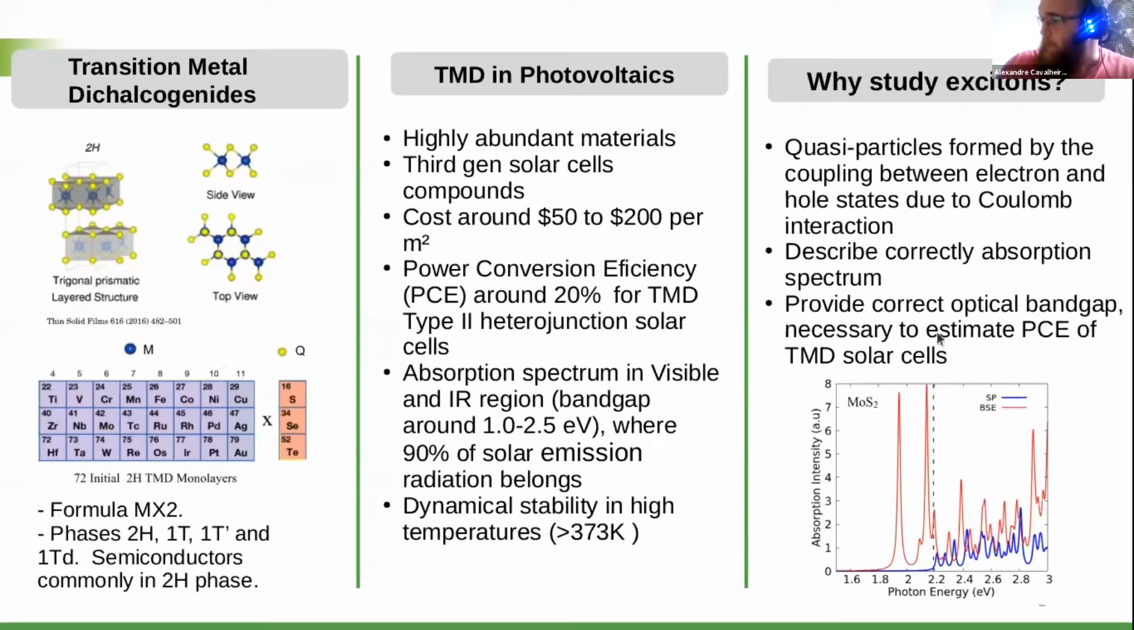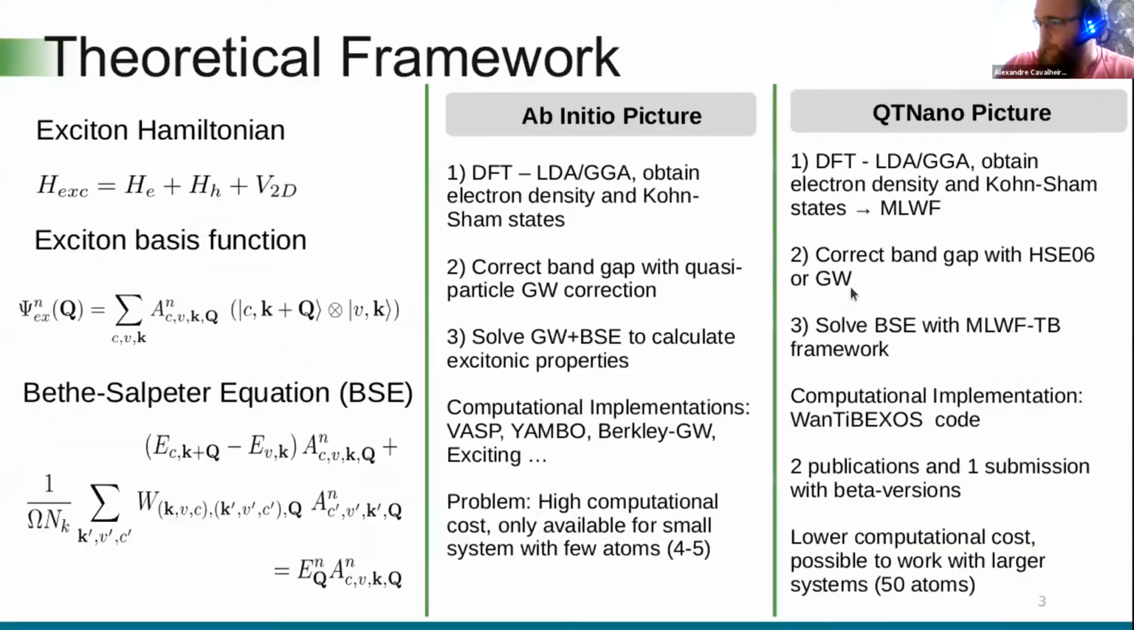This can be seen in this figure, where I put the absorption spectrum with excitonic effects in red and the absorption spectrum without excitonic effects in blue. You can see that we have a huge change of the optical band gap, from 2.2 to something close to 1.9 electron volts. So this can change the efficiency of the solar cell.